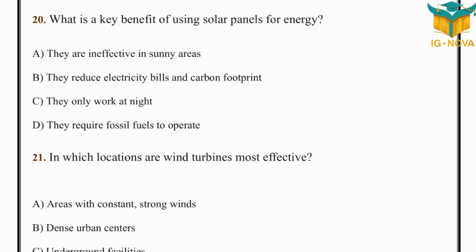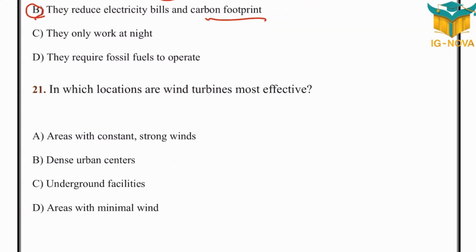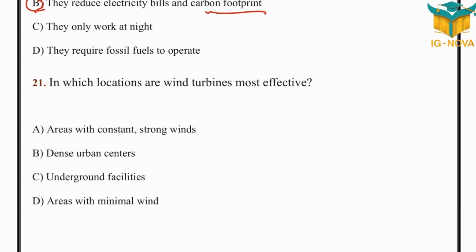Question 20. What is the key benefit of using a solar panel for energy? Are they ineffective in a sunny area? They are fully effective in sunny areas, so it's not A. They reduce electricity bills and carbon footprints. Yeah, surely this one. Question 21. In which location are wind turbines most effective? An area with constant strong wind? Yeah, it's A.